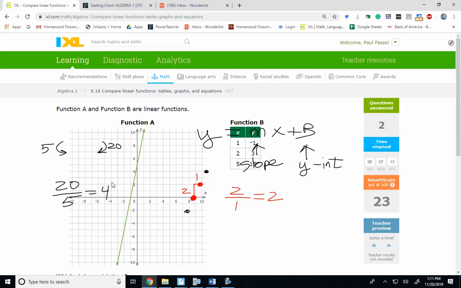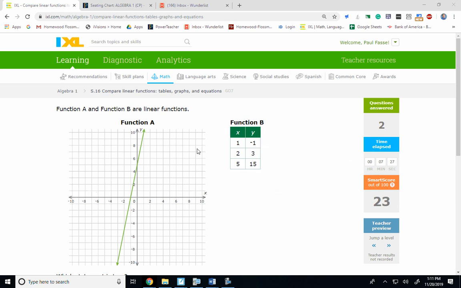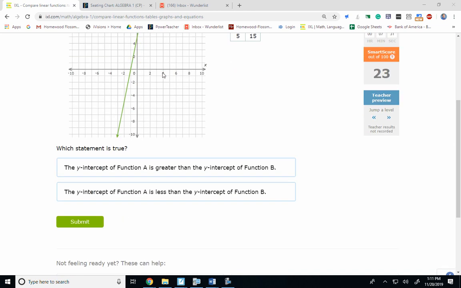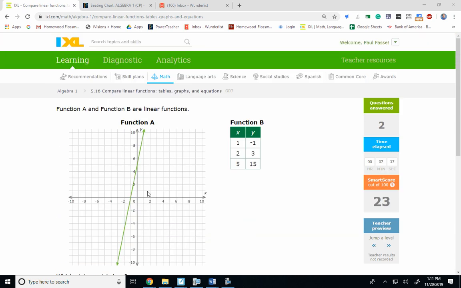Okay, so next one. Now, again, they're not just going to ask about slope. They're also going to ask about y-intercept. Okay, so I'll erase this really quick. Okay, and I'll rewrite that y equals mx plus b. So you look here, which statement is true? The y-intercept of A is greater than the y-intercept of function B, or the other way around.